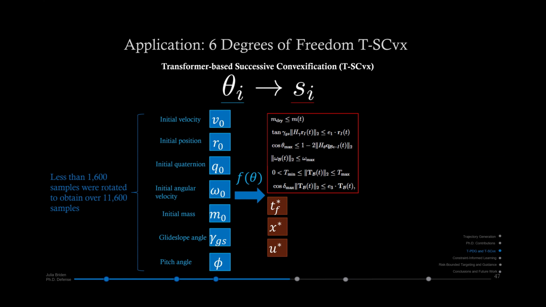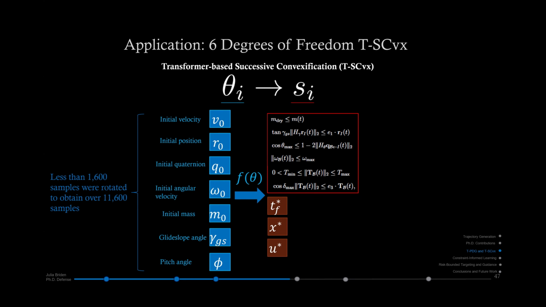initial guess. And so instead of only predicting the optimal final time, it makes sense to use this transformer framework to also predict your entire trajectory as well as optimal control input. So that's our X star and our U star.